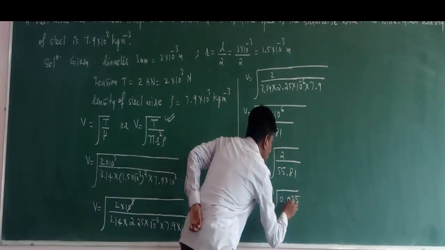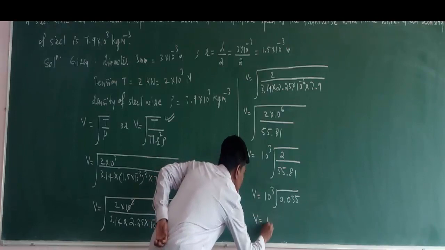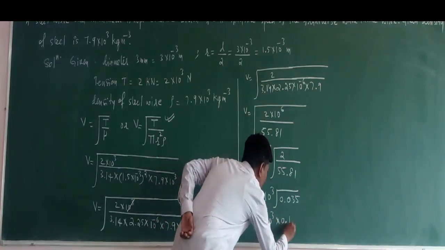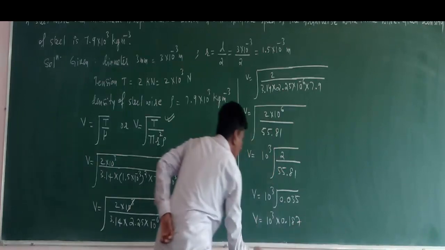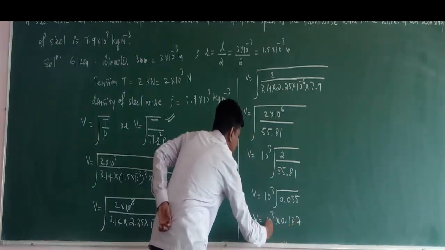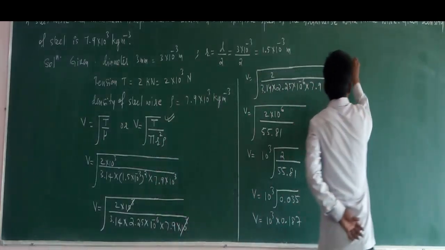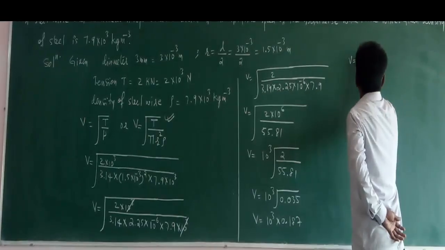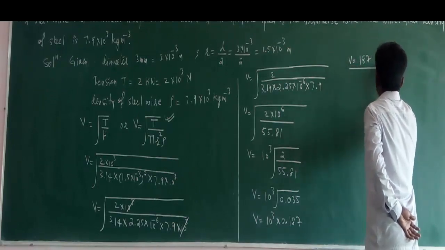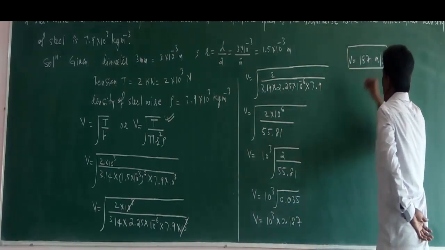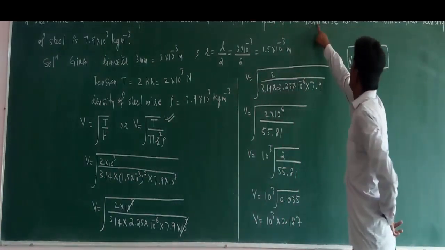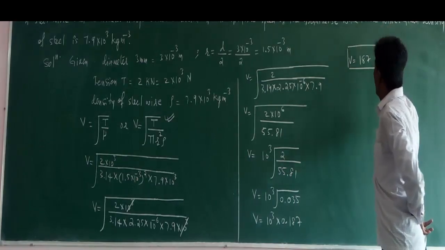0.035. The root of this value is 0.187, so V is equal to 10 raised to 3 multiplied with 0.187. Multiply 0.187 by 10 raised to 3, you get V as 187 meter per second. So this is the velocity of the transverse wave in the wire.